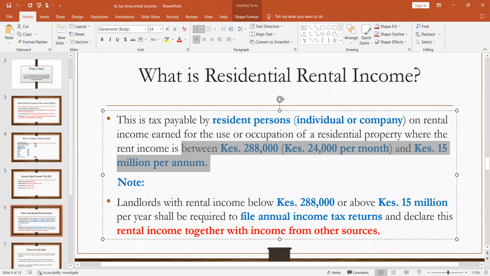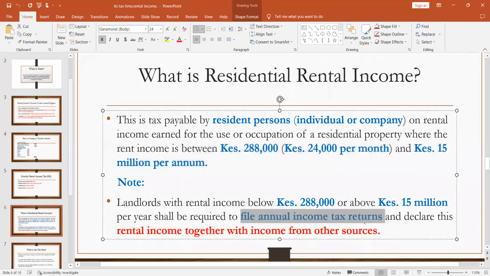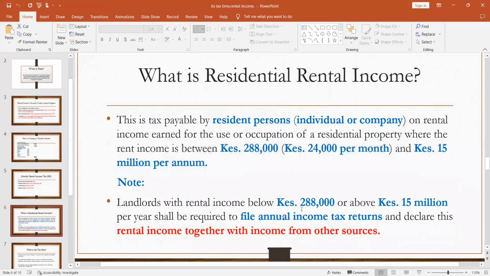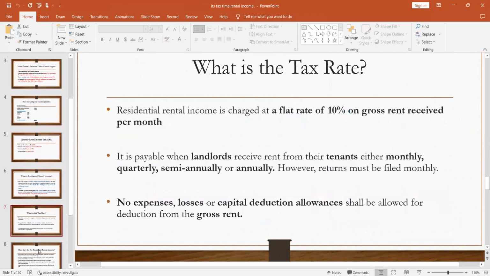And when we talk about the annual income tax return, it brings us back to this. This is what you'll be required to fill. If you get less than 288,000 or more than 15 million, then the annual regime will apply in your scenario. So please note this. We'll go ahead and explain the tax rate for the monthly rental income tax.